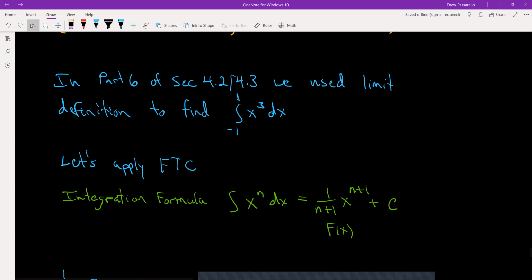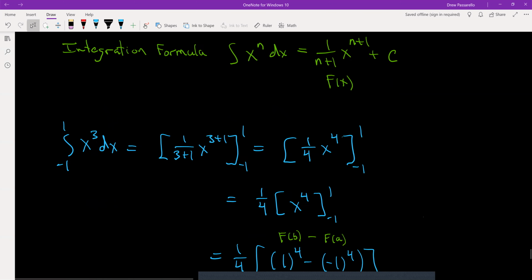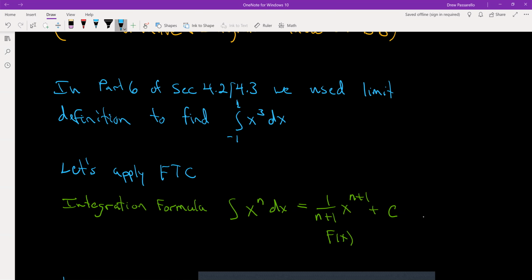As an example, in the part 6 video of section 4.2/4.3, we used the limit definition to find the definite integral from -1 to 1 of x cubed dx, and what we got was 0 as our answer. So from part 6, this came out to be 0 using the limit definition. Now I'm going to apply the fundamental theorem of calculus and get the same answer.